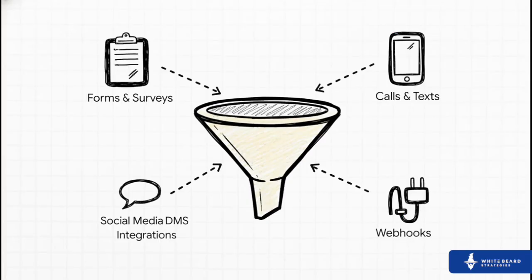And what's so powerful here is just how comprehensive this is. GHL has its own native forms and surveys you can build right inside the platform. It hooks directly into your Facebook and Instagram DMs. It even captures inbound calls and texts automatically. And for literally everything else, there are these things called custom webhooks, which is just a fancy way of saying you can pull in leads from pretty much any other platform on the internet. The goal here is super simple. No lead ever gets left behind.